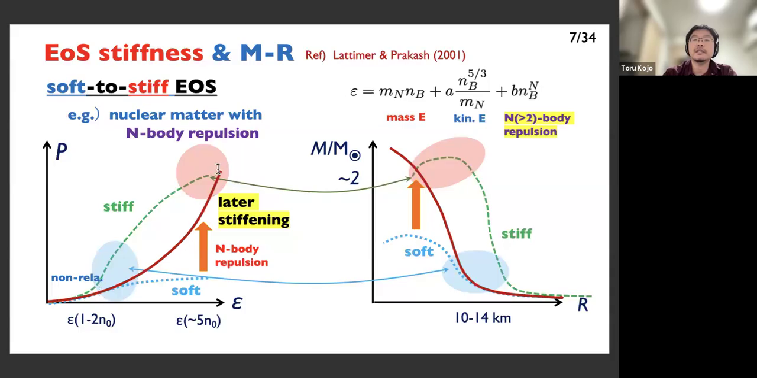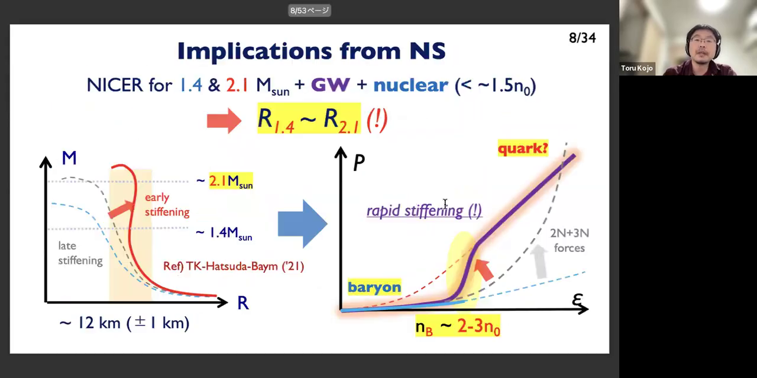Therefore, before reaching this stiff domain, the nuclear equation of state remains soft. That's the reason why the nuclear equation of state typically has a smaller radius. As we go to the higher mass region, the equation of state becomes stiffer and eventually passes the two-solar-mass constraint if we arrange the repulsion properly. This is a typical trend of the nuclear equation of state, relying on the many-body repulsion.